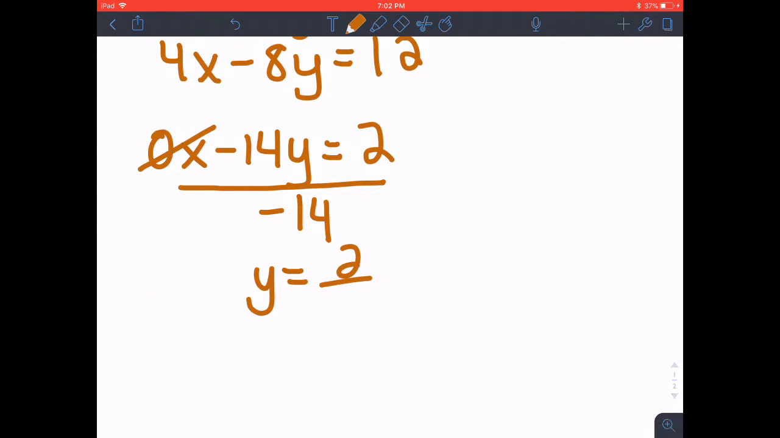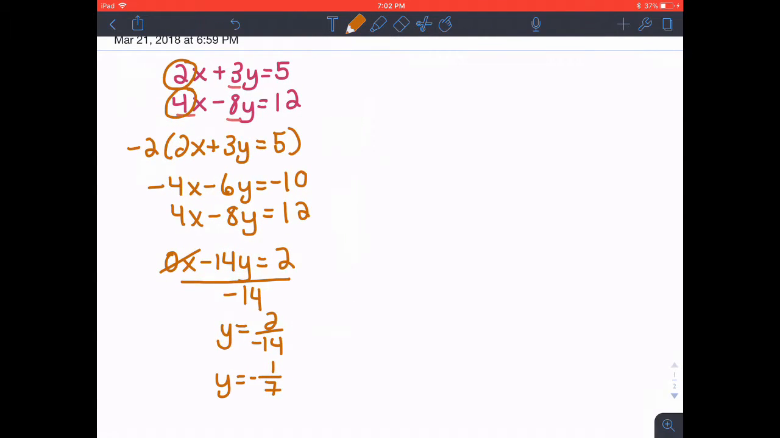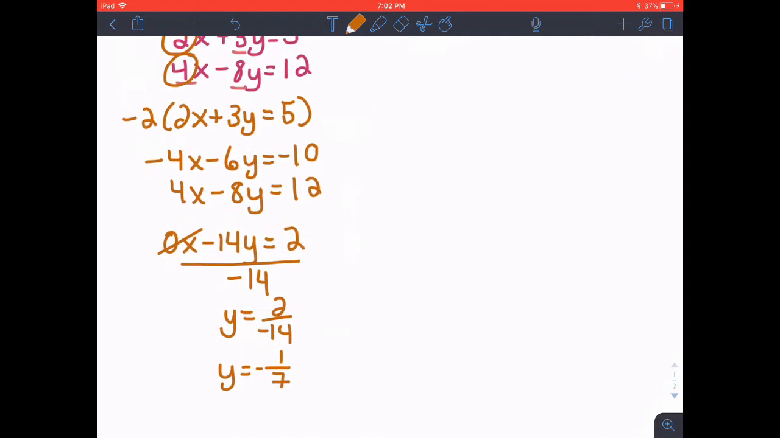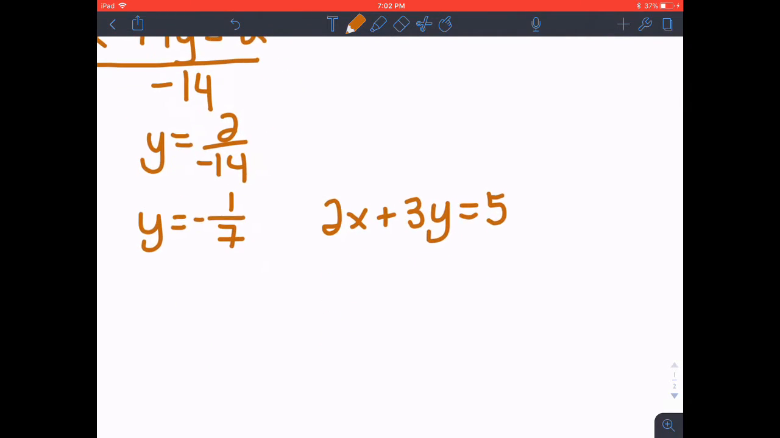Now as you can see, in order to do this, we had to multiply one of the equations by a number to get one of the coefficients of the variables to be the same as the coefficient for the other equation, so that they could cancel out, especially because one of them had to be positive and one of them had to be negative. So now we can plug in y into one of the equations to get x. For example, we'll use the first equation.